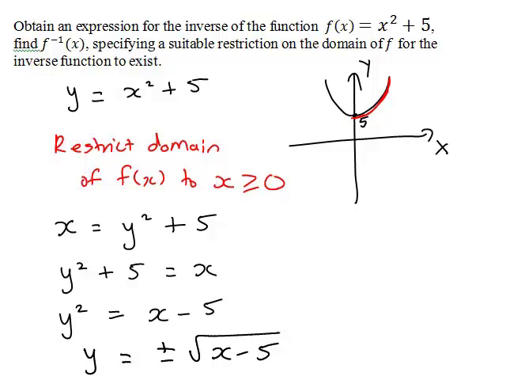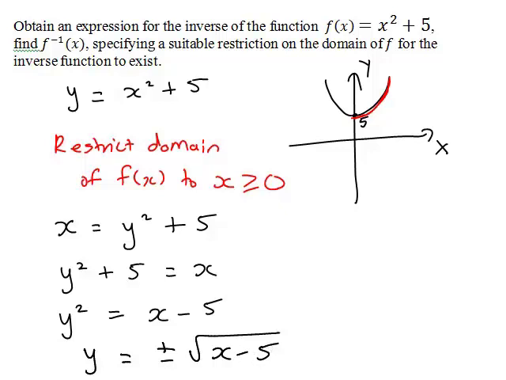But that is not a function, is it? Because we said for a function, each x value must have a single unique y value, and here, for most x values, there will be 2 options for y. So that is not a function.